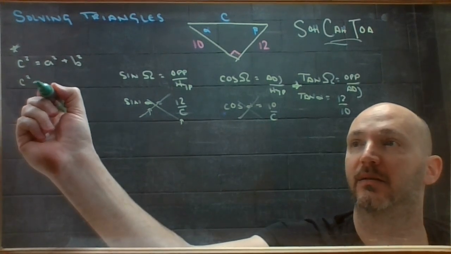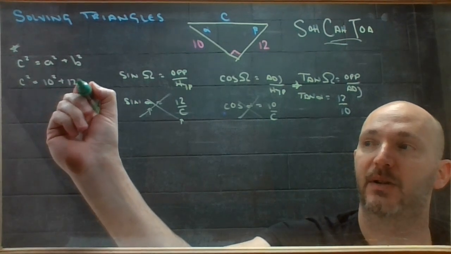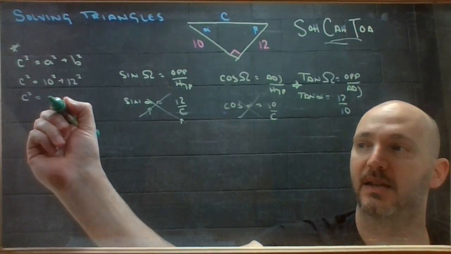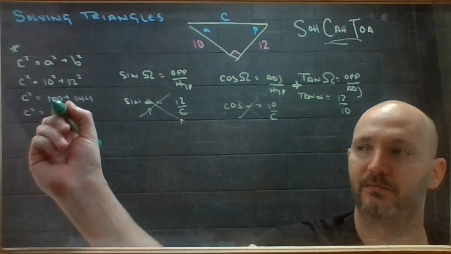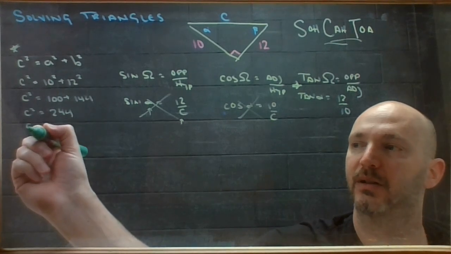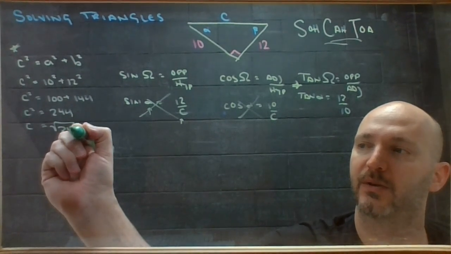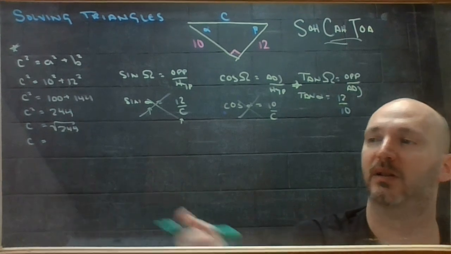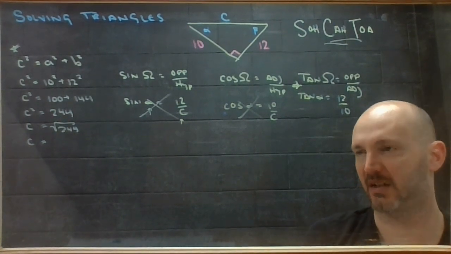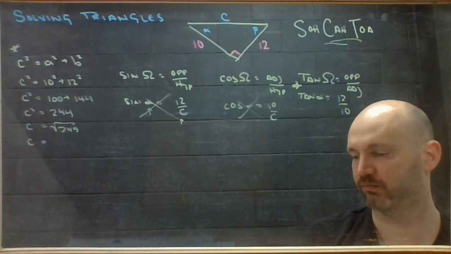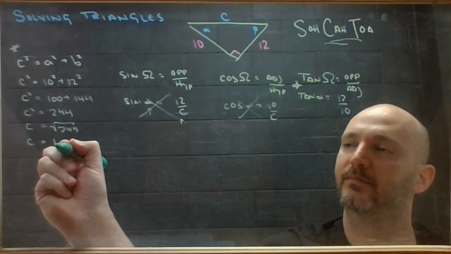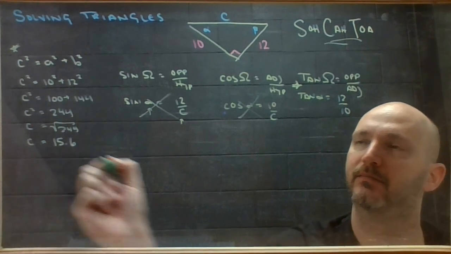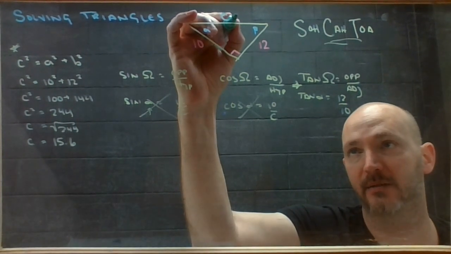C squared is 10 squared plus 12 squared. That means that c squared is 100 plus 144. It's 244. Square root of 244, which is maybe like 15.4. Yeah, 15.6. All right, so I have a length here.